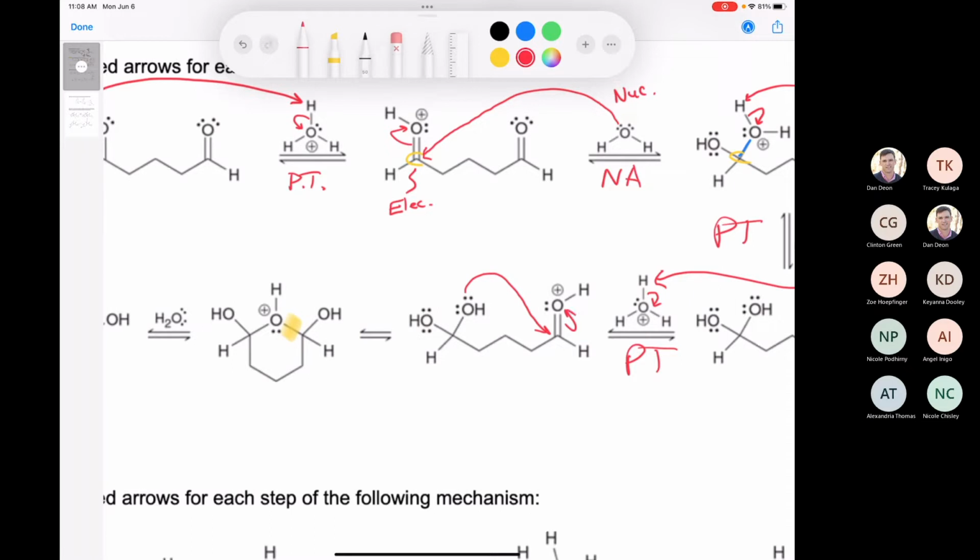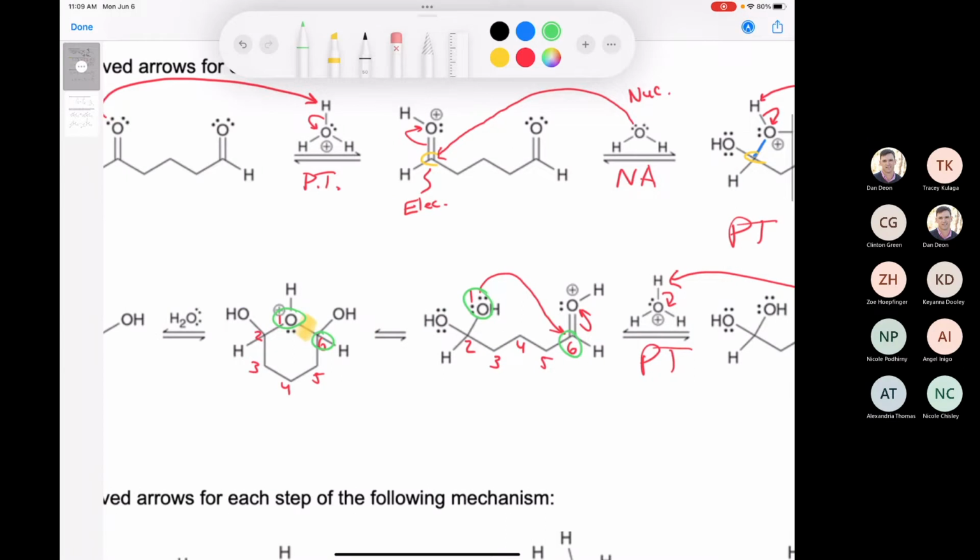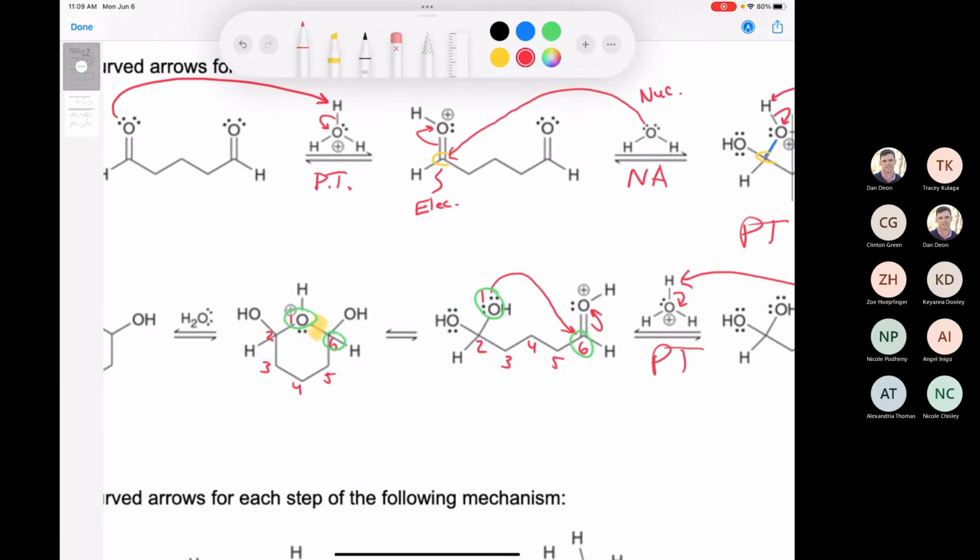Now count the number of atoms in the ring. Look, we have 1, 2, 3, 4, 5, 6. Look here, we have 1, 2, 3, 4, 5, 6. So you see that the bond is being formed between the oxygen, number 1, and the carbon, number 6, to make a 6-membered ring. And so this would be categorized as a nucleophilic attack. The nucleophile and the electrophile, excuse me, are in the same molecule. This is my nucleophile. Carbon is my electrophile.